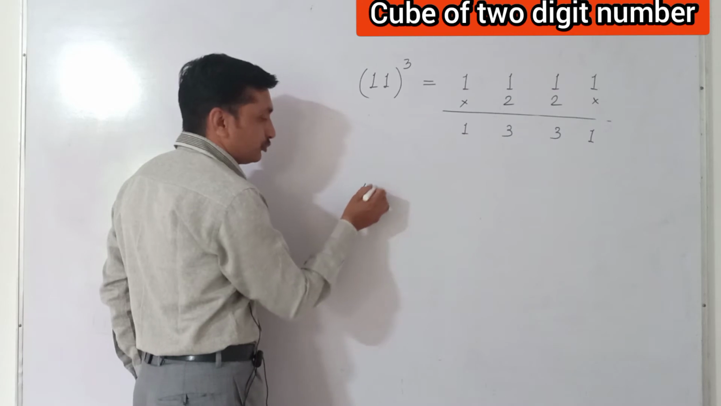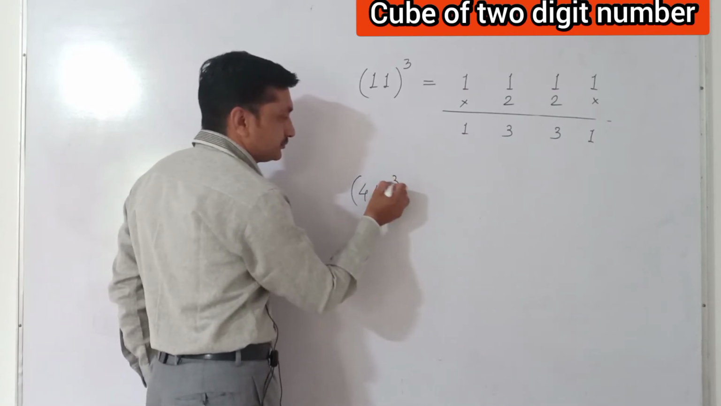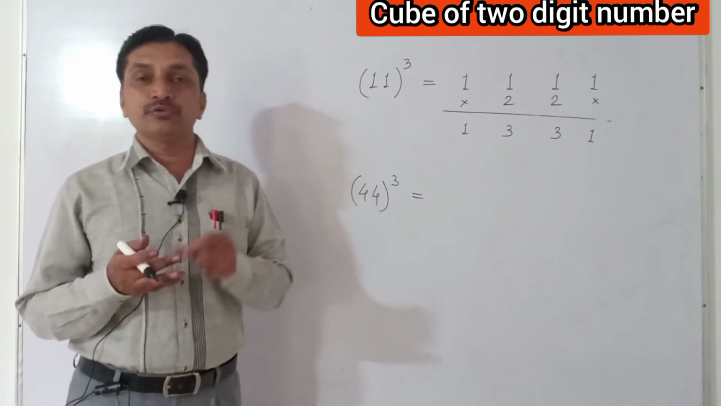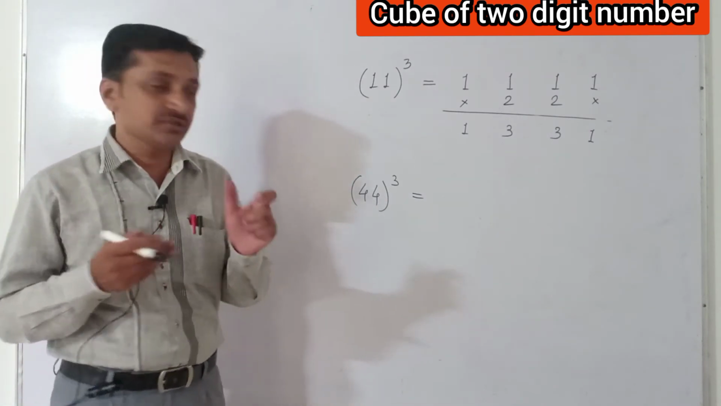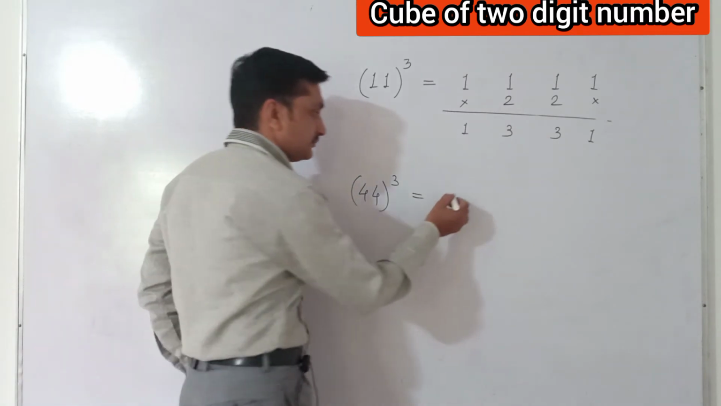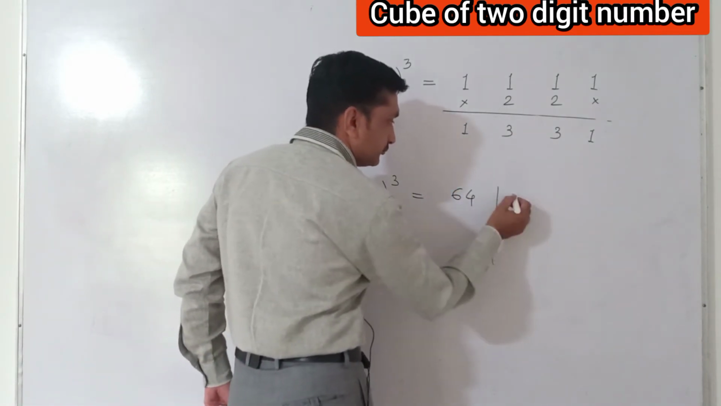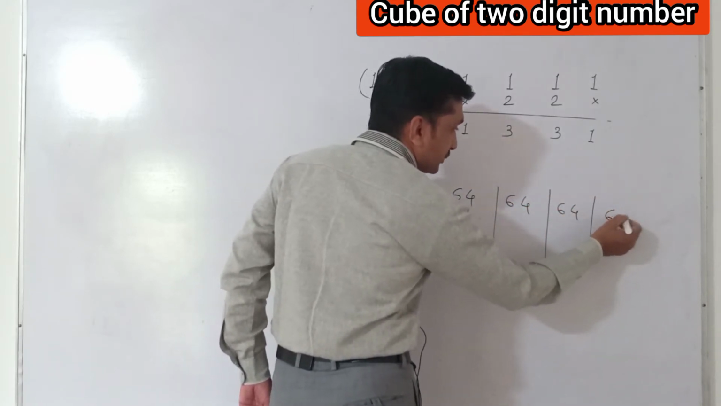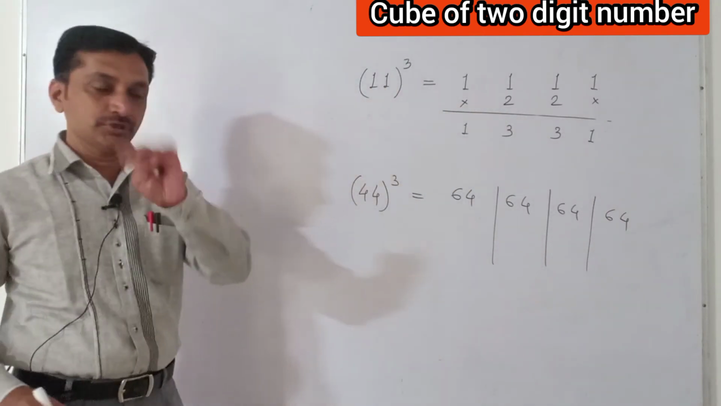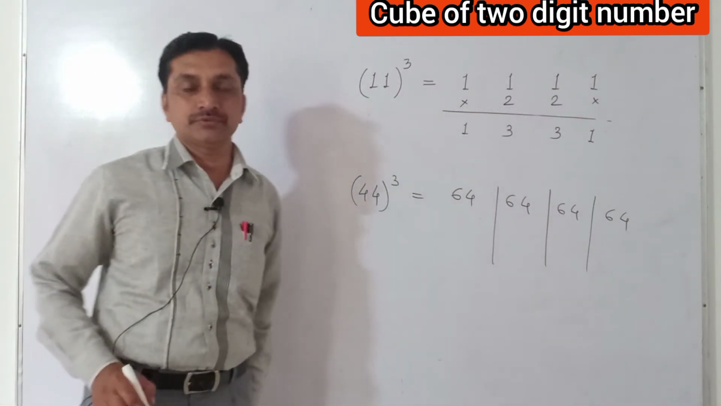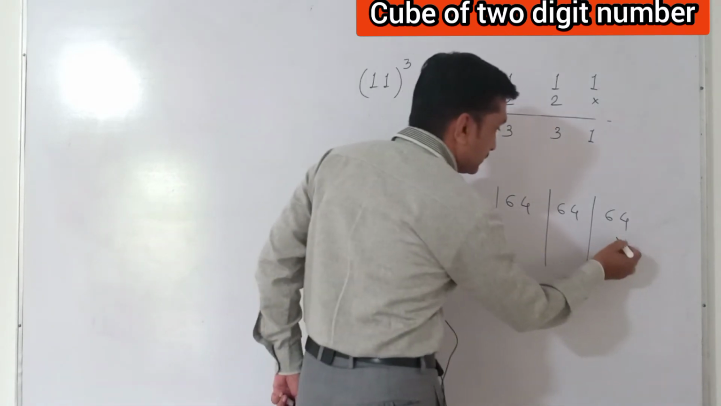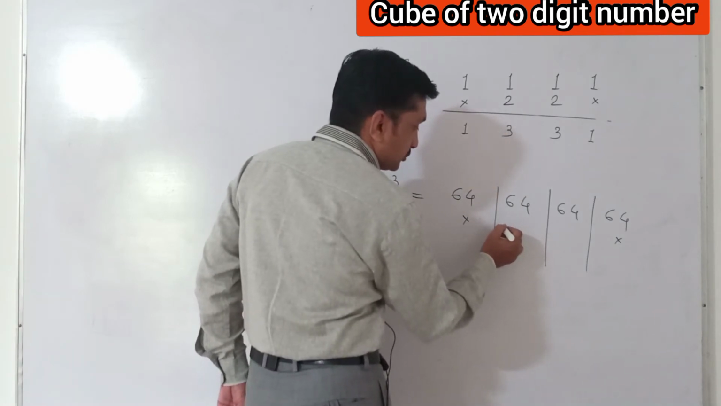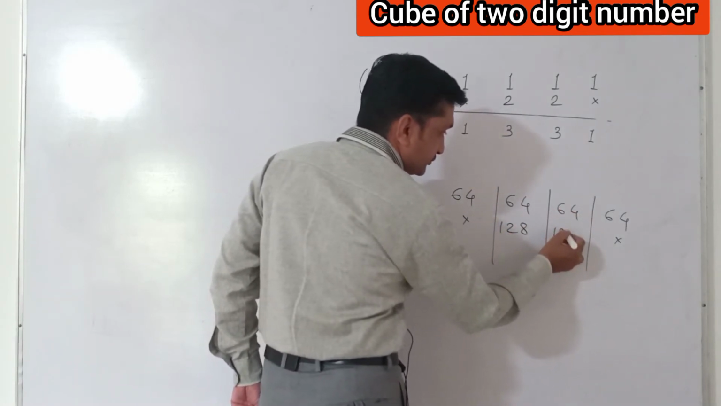Again, one example I write here: 44 cube. What is the cube of 4? 4 4s are 16, 16 4s are 64. 64, 4 times. For your understanding, I separate them. Cube of 4, 4 times. First number and last number leave it. Double of this is 128, double of this 128.